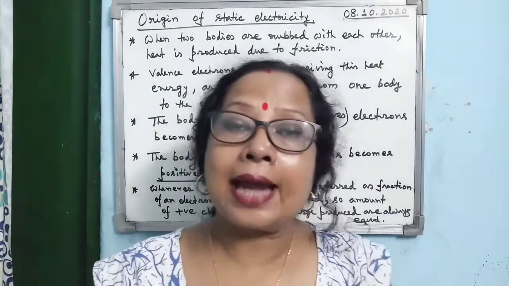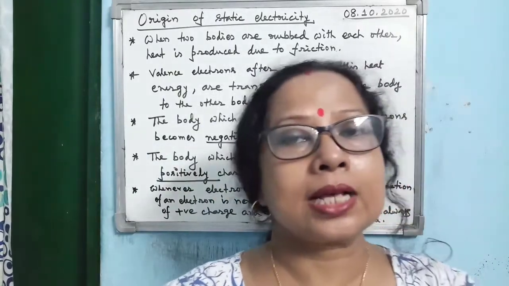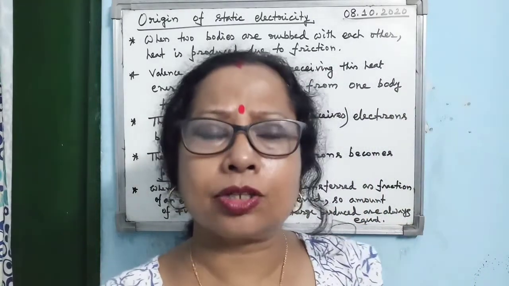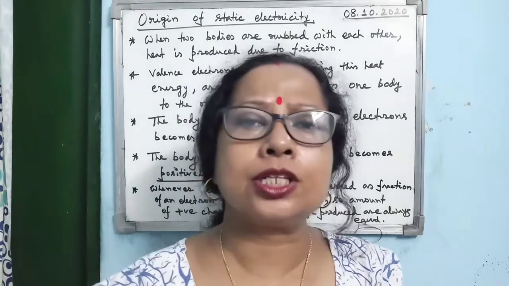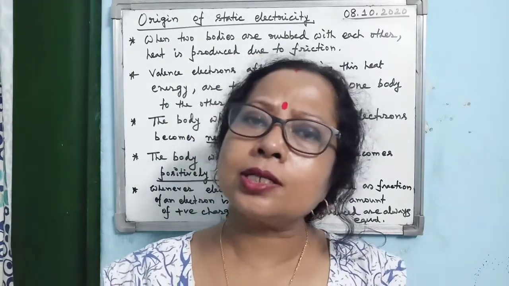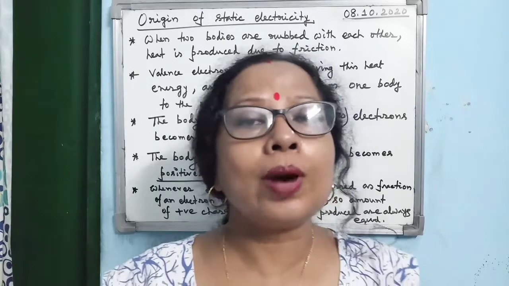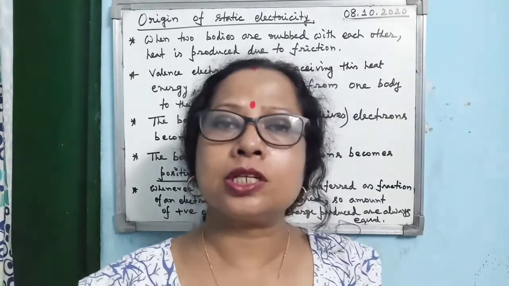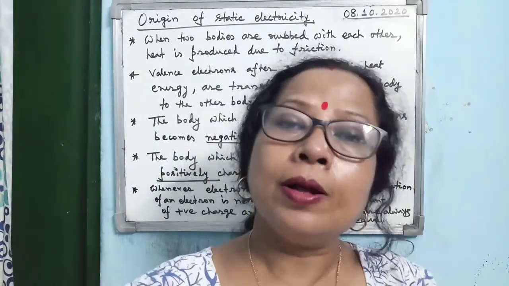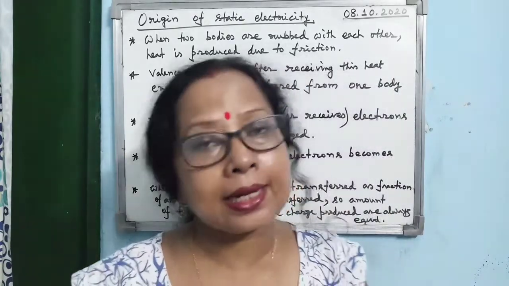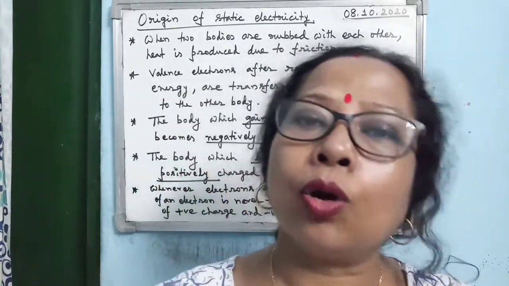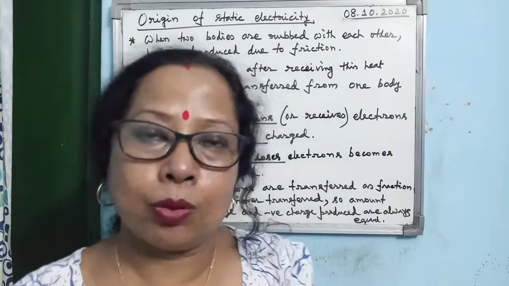Another point you must remember: when you are transferring electrons, you cannot break an electron and you cannot transfer a fraction of an electron. So always electrons are transferred as a whole. So the amount of positive charge produced and the amount of negative charge produced in static electricity are always equal in amount.